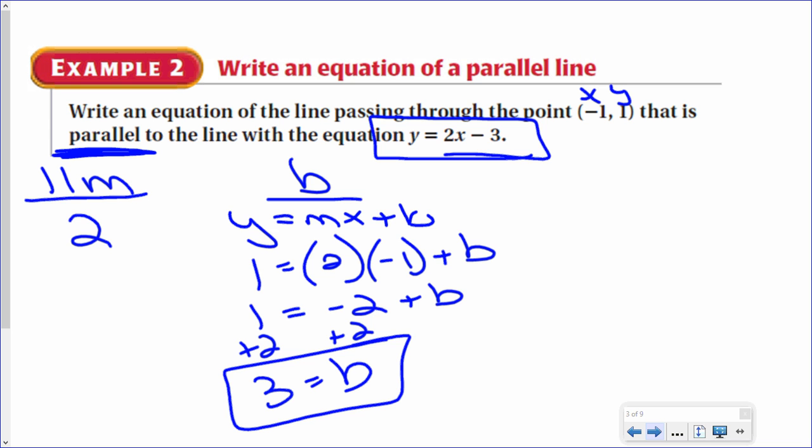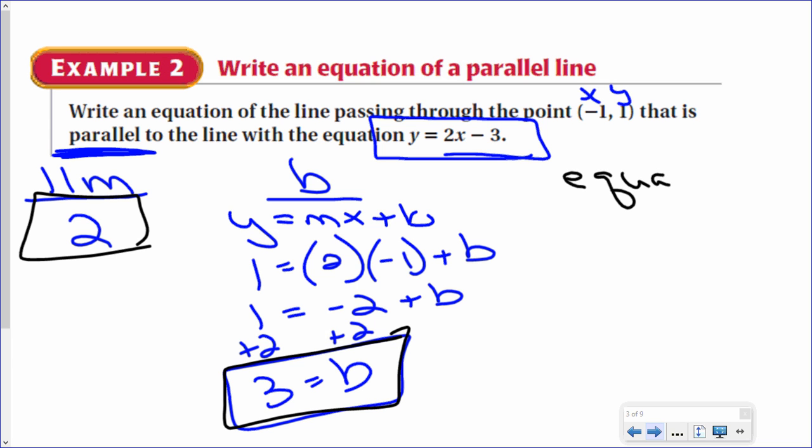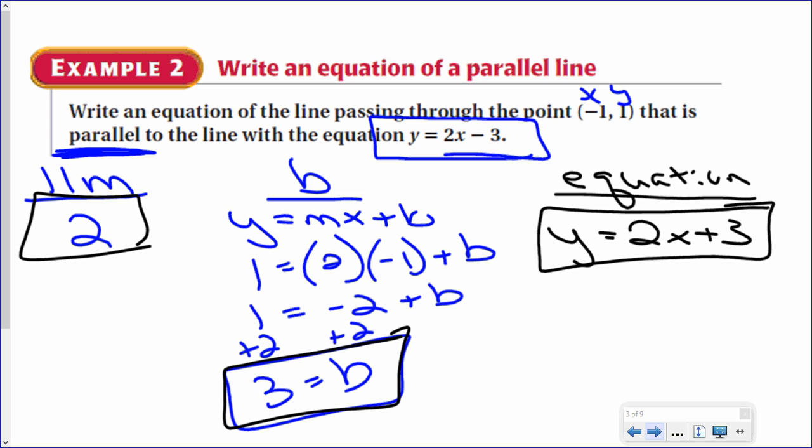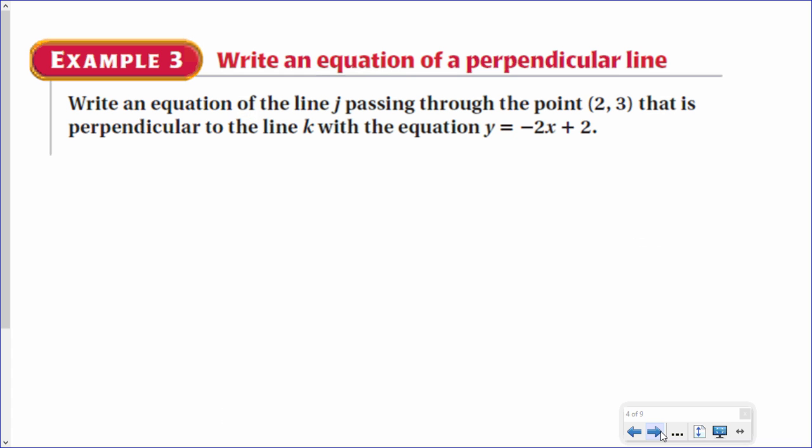b equals 3. I'm going to use my slope and my b to write my final answer. The final equation would be y equals 2x plus 3. Very similar with this one, but underline the word perpendicular.